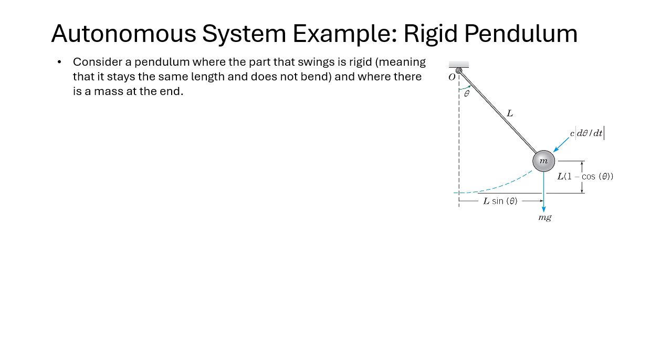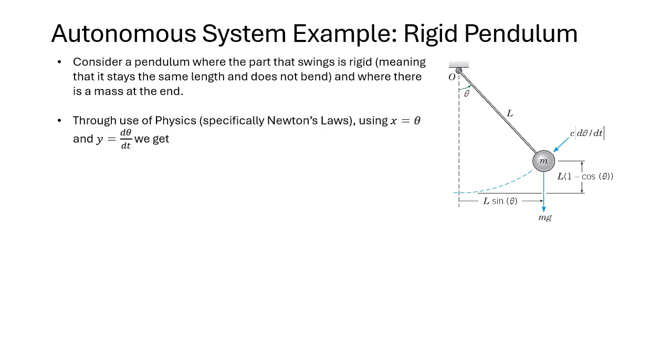So in this case, we will make x be equal to the angle theta and y be equal to the derivative of the angle theta. What this does is this converts a second order differential equation that is complicated and very difficult to solve into two much simpler differential equations that can be made into a system.